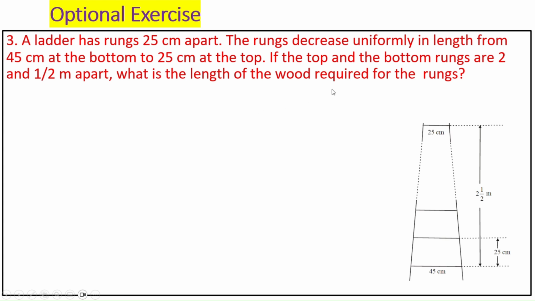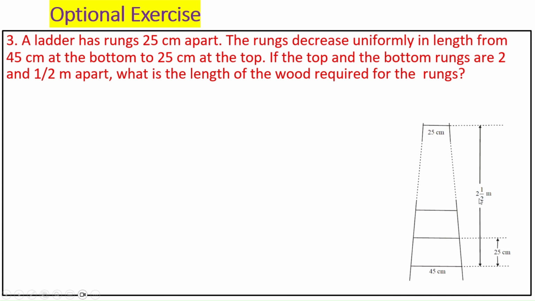Okay, the question is, what is the length of the wood required for the rungs? That means the sum of all these. So if you make a series of these rung lengths and prove that they are in arithmetic progression, then the total length of the rungs is nothing but the sum of the arithmetic progression of n terms, whatever the number of rungs here is. So first thing is we should find out n, how many rungs are there.